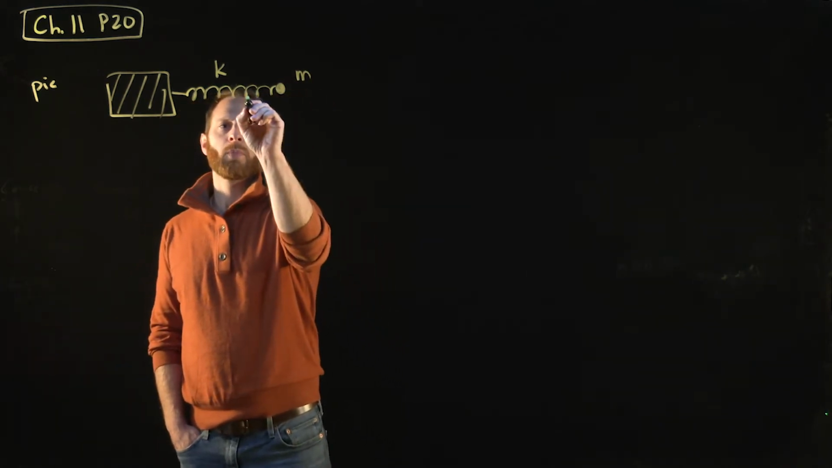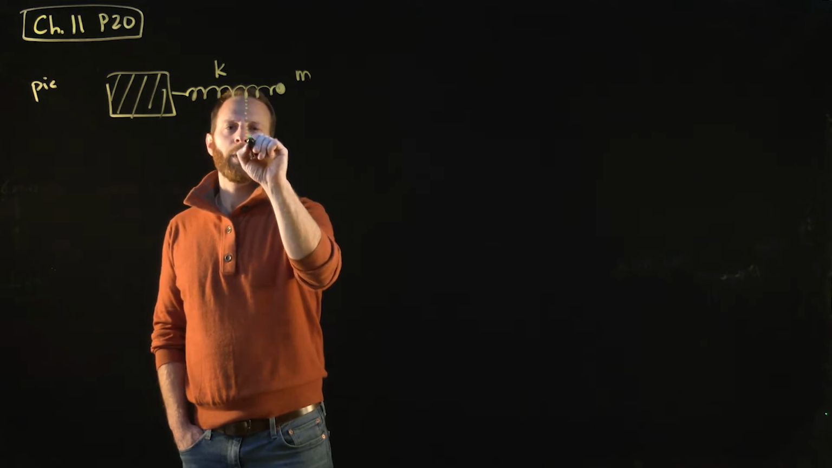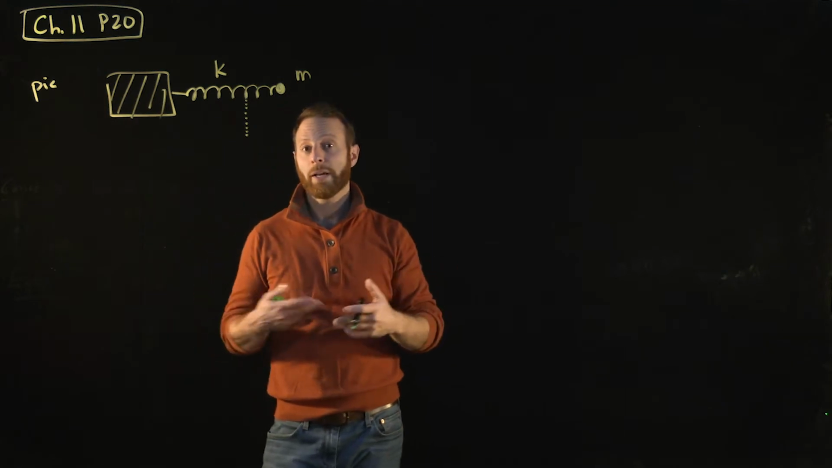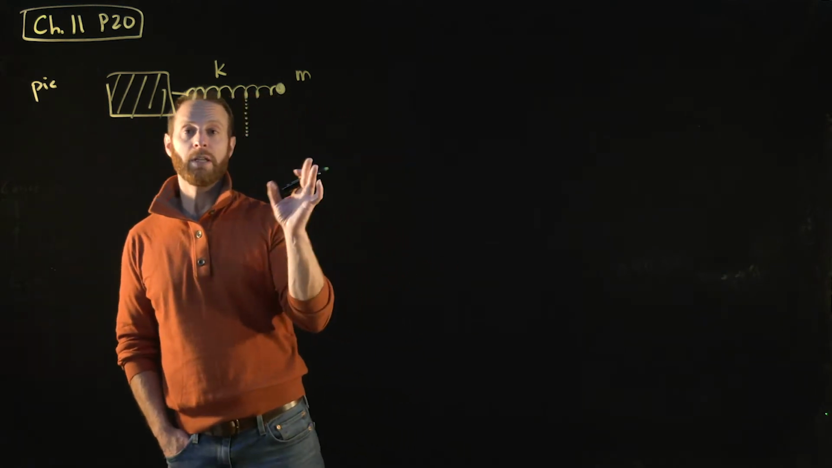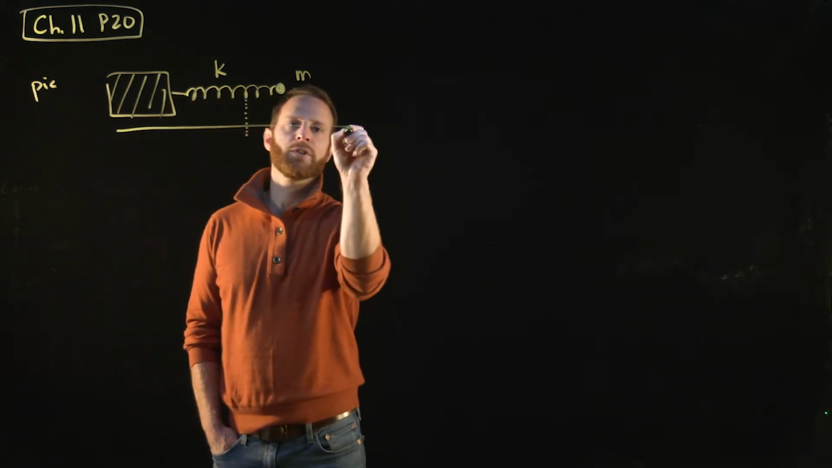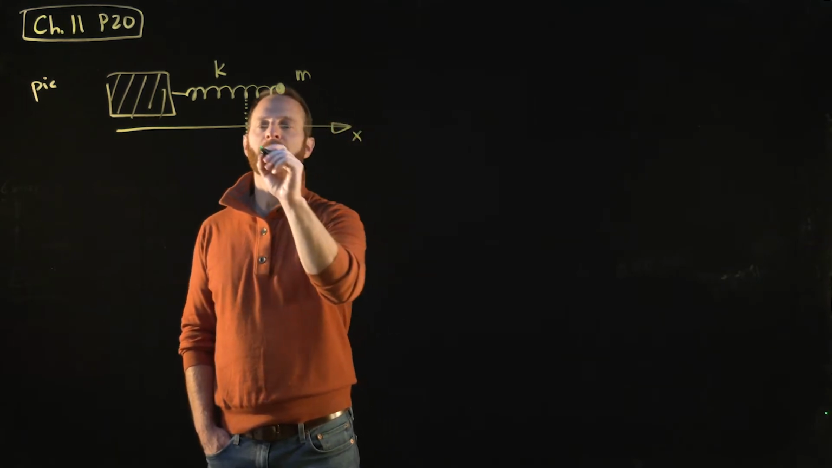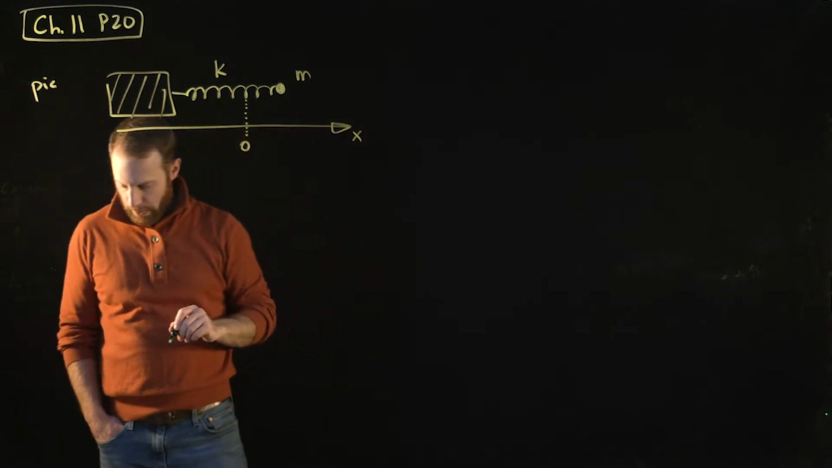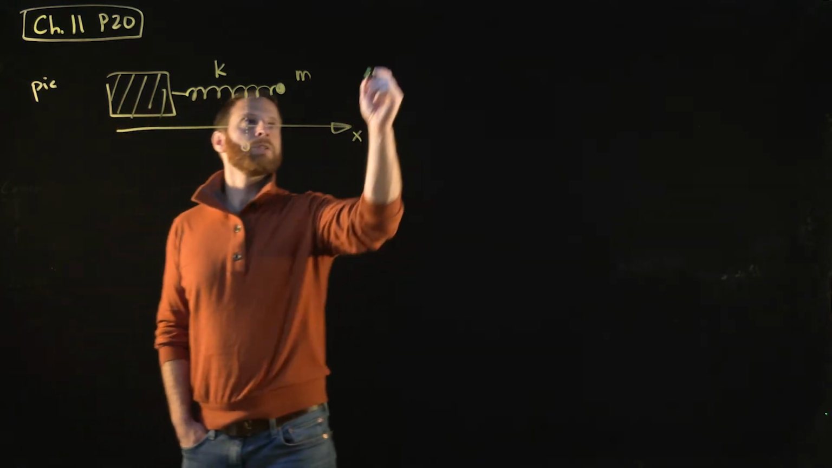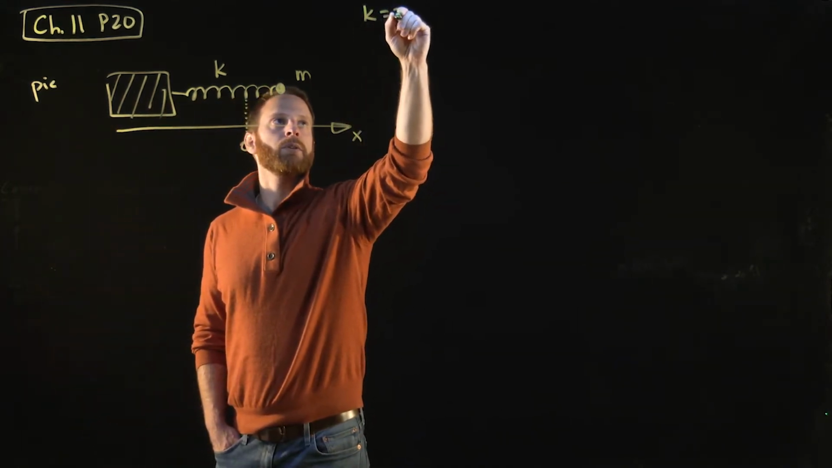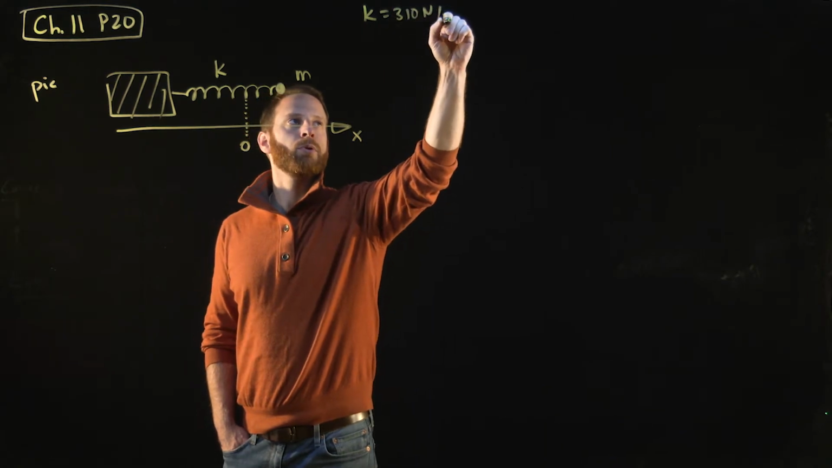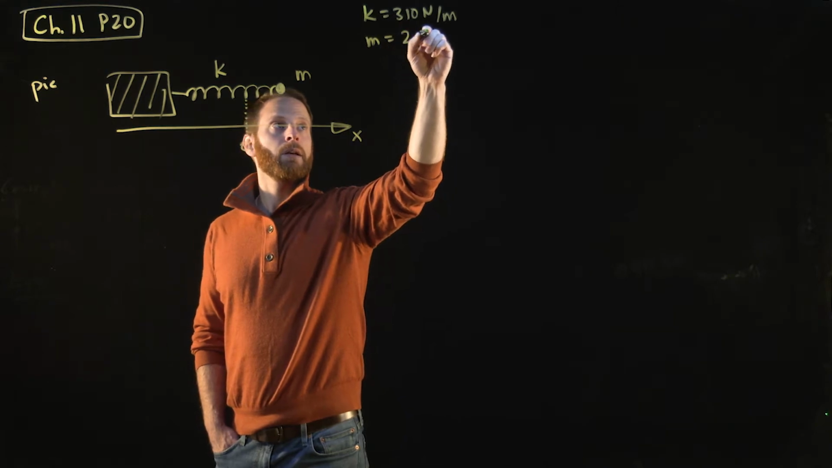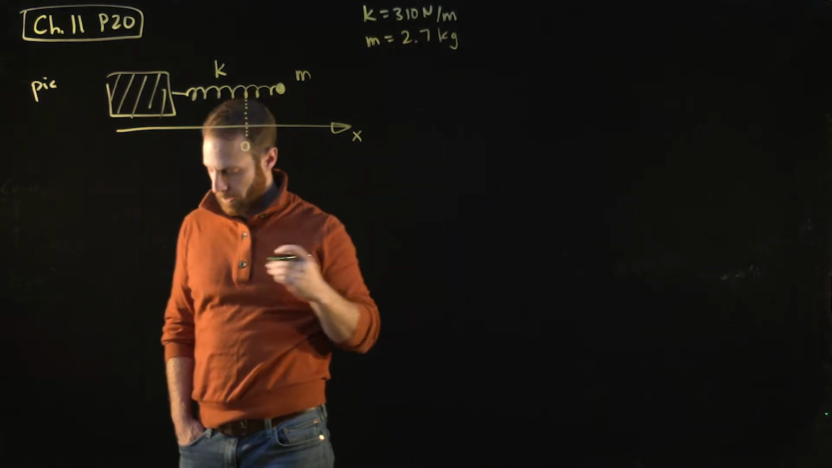For every spring, there is always some position at which the spring doesn't store any energy and doesn't provide any force. That's the equilibrium position. For simplicity, we can treat that as being a position x. In this particular problem, we're told that there's a spring constant of 310 newtons per meter, and that this massive object has a mass of 2.7 kilograms.